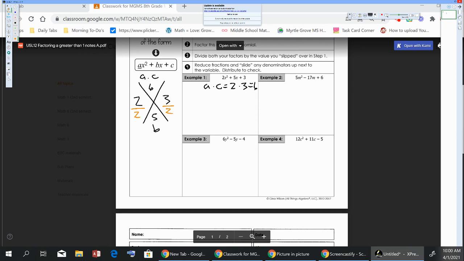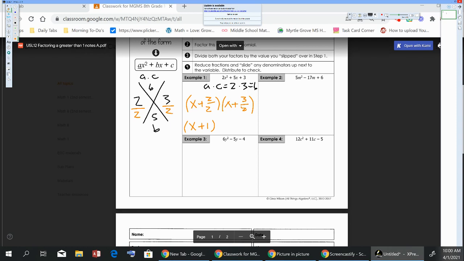All right. And then I can go ahead and write my factors. So I have (x + 2)/2, and I have (x + 3)/2. At that point, I'm going to try and simplify those fractions if possible. The first one goes, 2 divided by 2 is 1. So I get x + 1. The second one does not simplify, but I don't like that fraction.